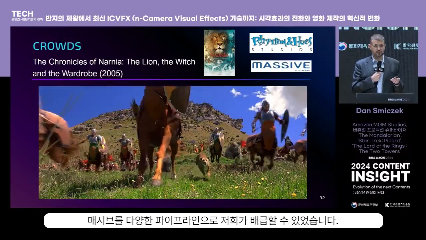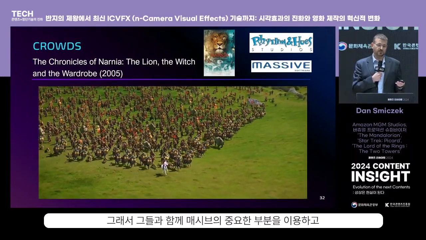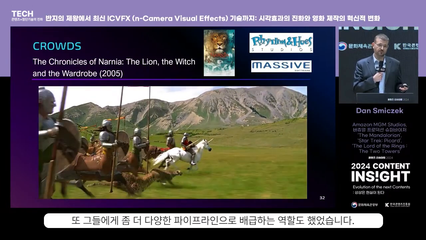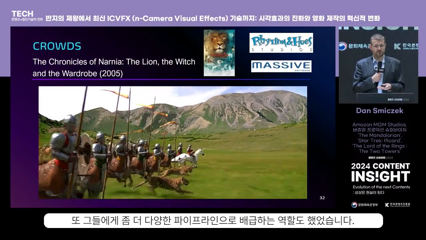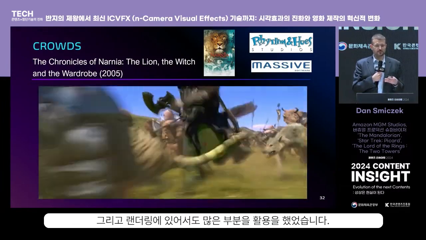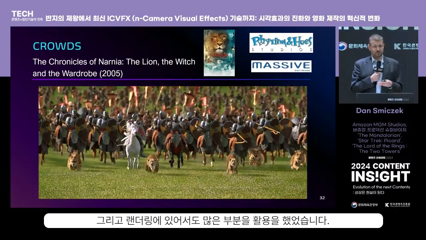Rhythm and Hues, they kind of pride themselves on their custom software at the time. So I was able to work with them to leverage the important parts of Massive to work inside Rhythm and Hues' pipeline. So we were getting all the animation and a lot of the information that's driven by Massive, but then was able to put it into Rhythm and Hues' renderer.